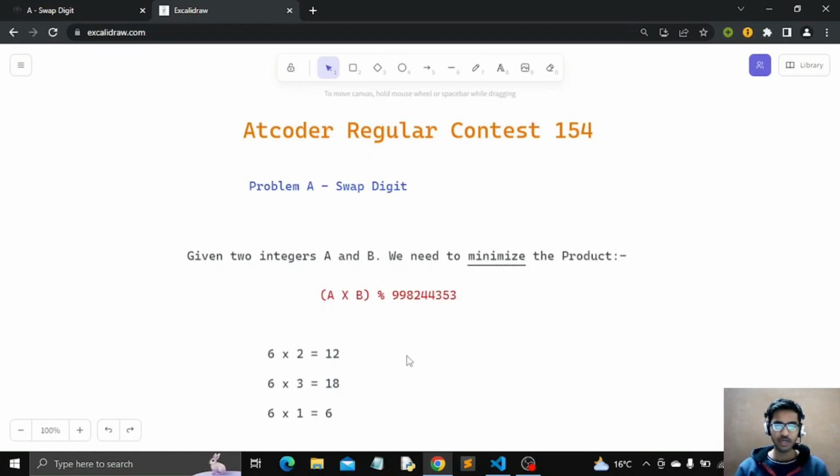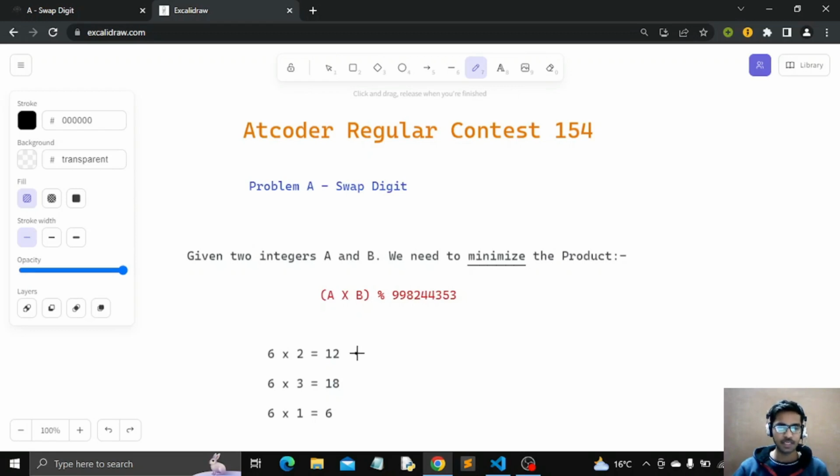Let us try to understand the pattern of how the product of two integers looks. Let's say if we multiply 6 and 2 together, then our product will be 12. If we multiply 6 and 3, then our product will be 18. But if we multiply 6 and 1 together, then the product will be 6. From these three cases, we can easily observe that the product of two integers is greater when both the integers are as high as possible.